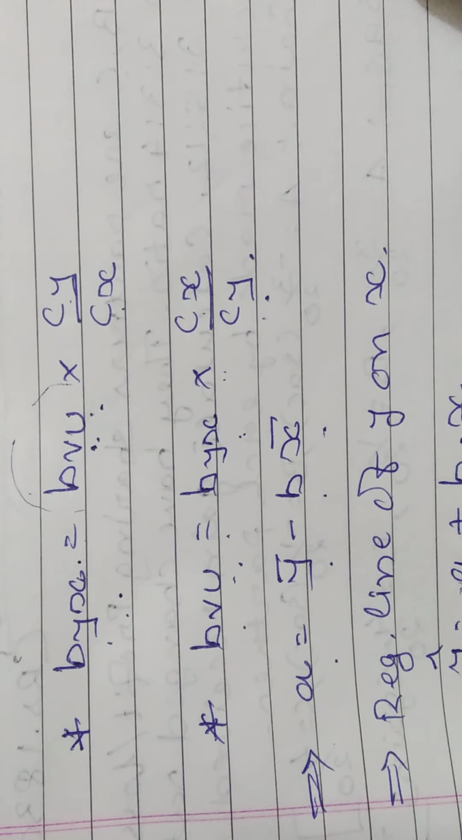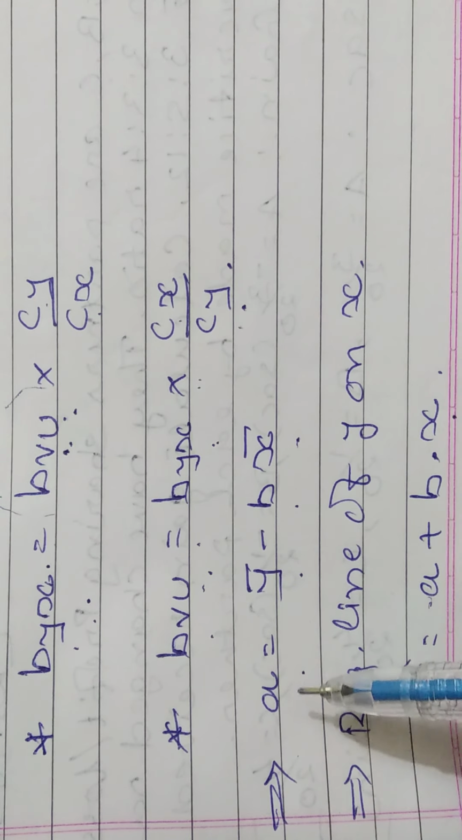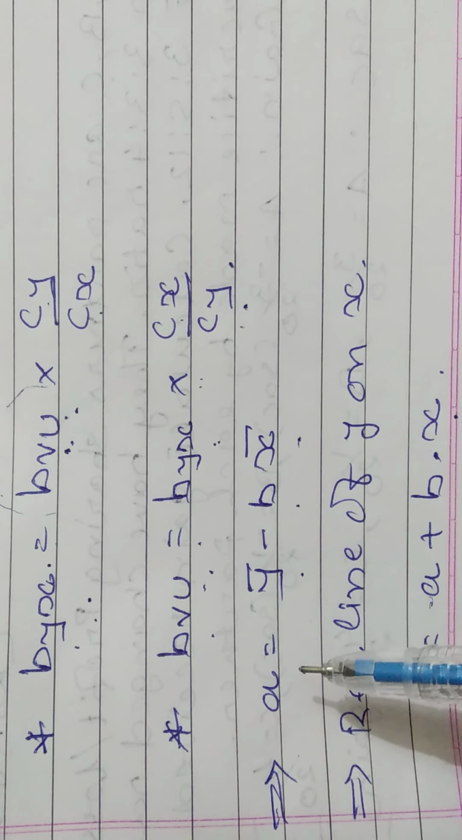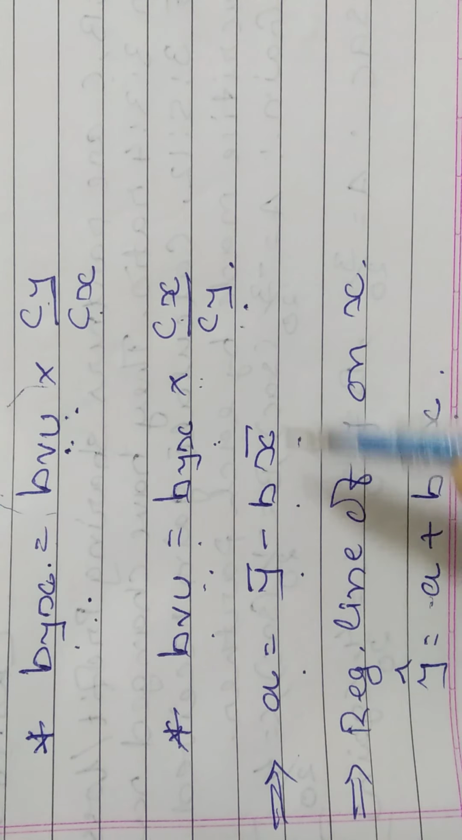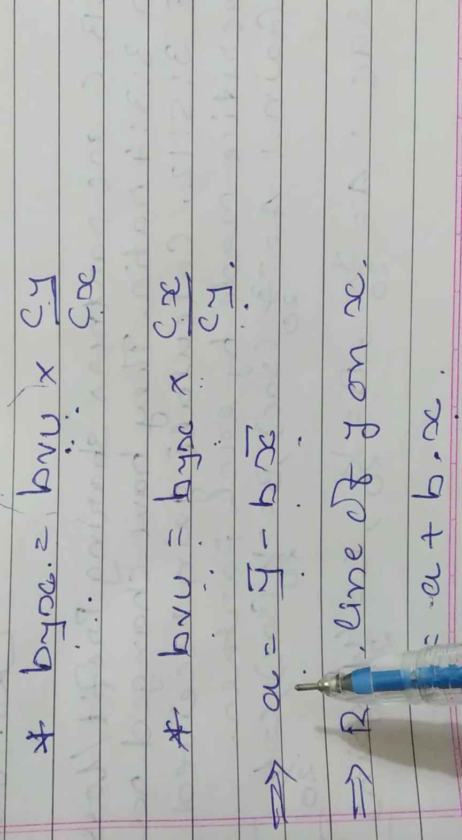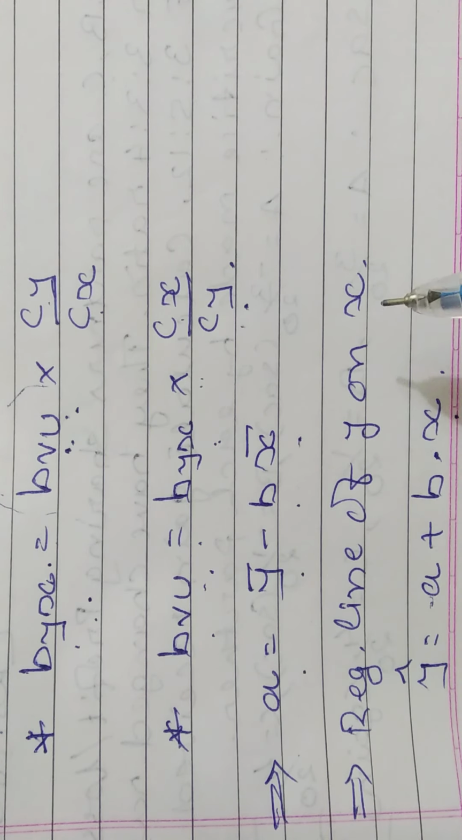Now friends, the formula comes for the constant value a. It has already been discussed earlier, that is a is equal to y bar minus b x bar. And after finding b and a, you have to place them in your regression equation of y on x. The regression equation would be y cap is equal to a plus bx.